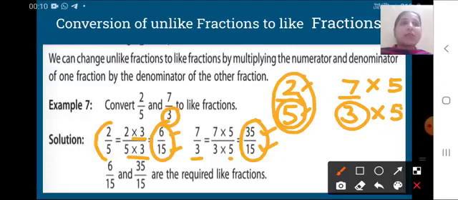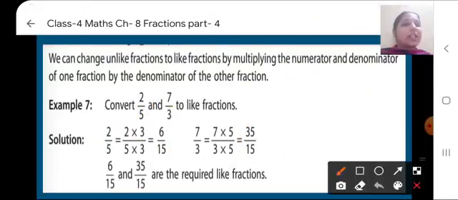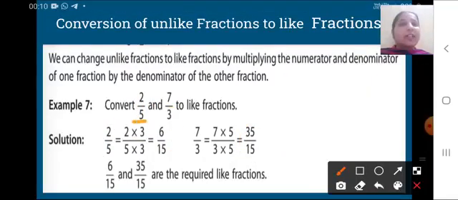We have converted those fractions to like fractions. You can see the denominator is the same in both the fractions now, so they are like fractions. Understand how we did it? We just multiplied the numerator and denominator of one fraction by the denominator of the other fraction. You can see here again, we have multiplied the first fraction, that is 2 upon 5, by the denominator, which is 3, of the other fraction. So we got here 6 upon 15.